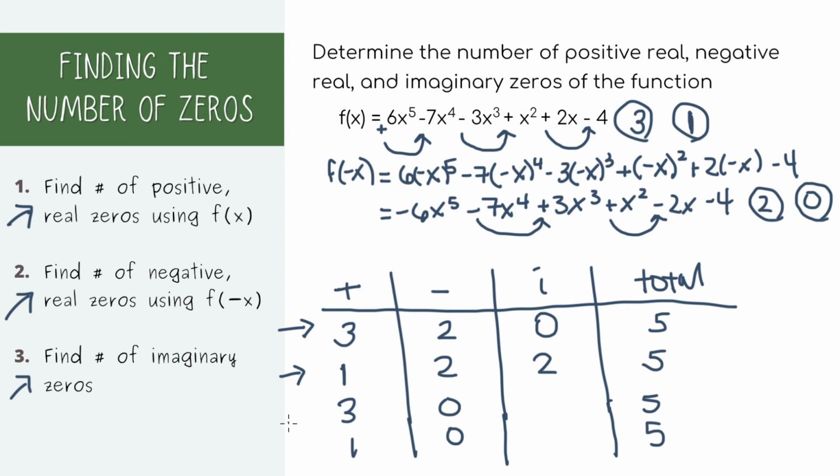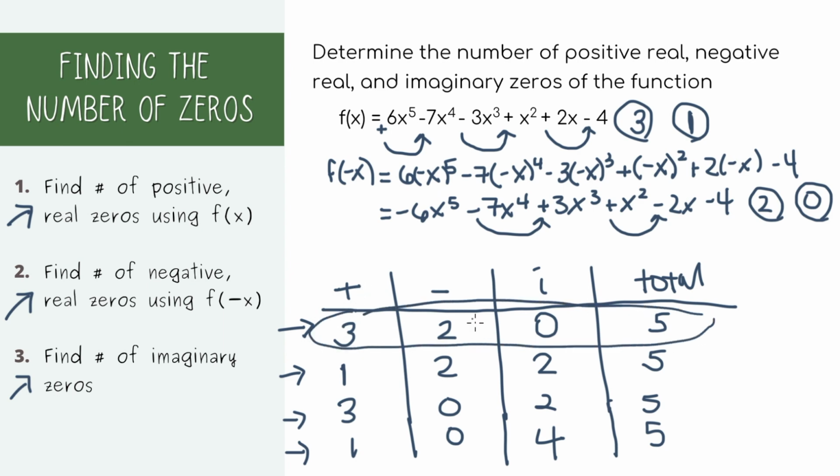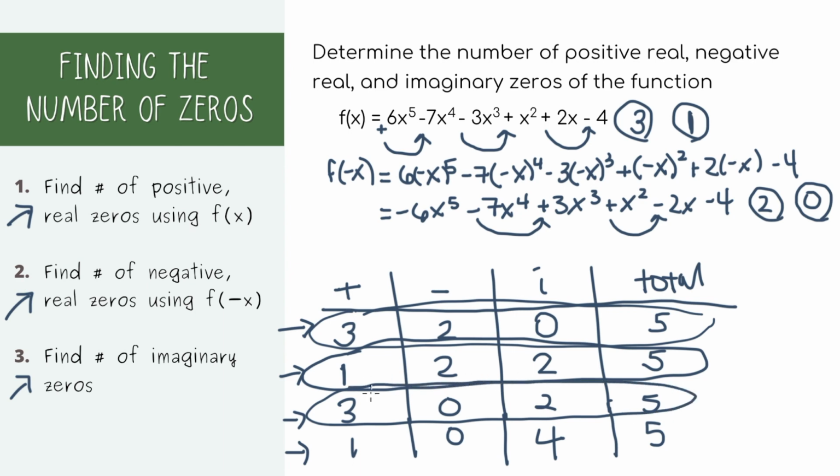And we're going to do the same thing with the last 2, and we're just going to make sure that the first 3 columns add up to 5. Yeah, this is actually our final answer. How you read this is, in one case, you might have 3 positive zeros and 2 negative zeros, or you might have 1 positive, 2 negative, and 2 imaginary zeros, and so on. So technically, there are 4 possible different combinations.